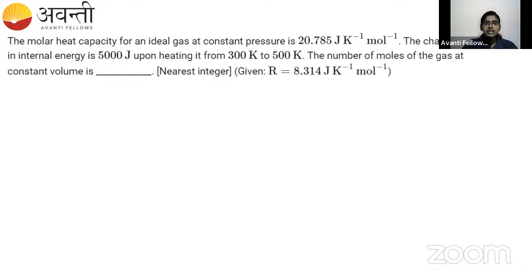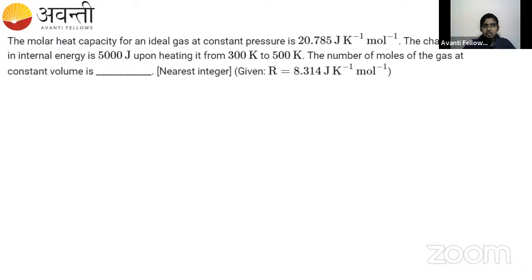The molar heat capacity for an ideal gas at constant pressure is 20.785 joule per Kelvin per mole. The change in internal energy is also given as 5000 joule upon heating it from 300 Kelvin to 500 Kelvin. The temperature is also given. We have to find out the number of moles of the gas at constant volume. So how to find out?